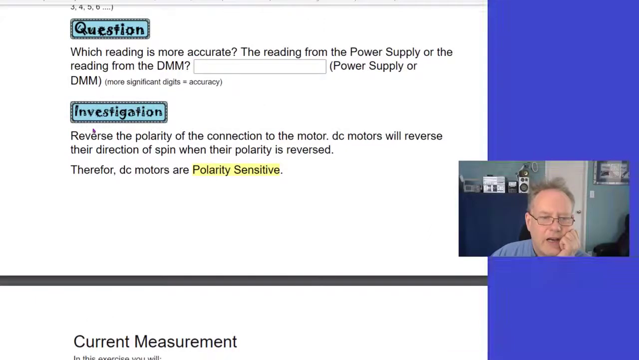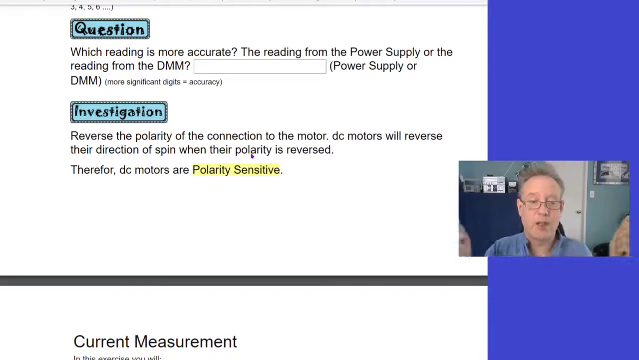And then reverse polarity connection of the motor. Right. So what's going on is that DC motors will reverse their direction and spin when their polarity is switched. So yeah, DC motors are polarity sensitive. It means when you hook the polarity up a different way, they do something else.